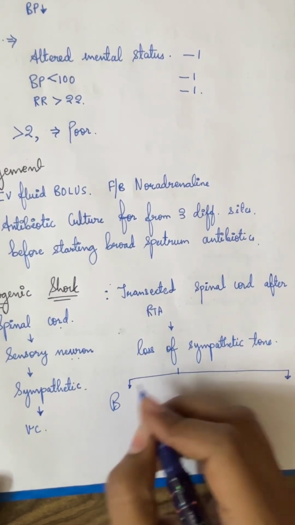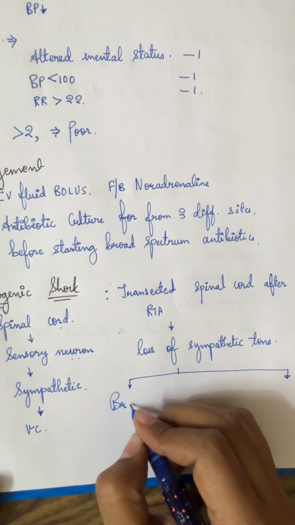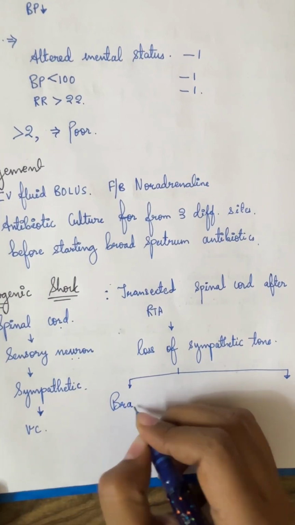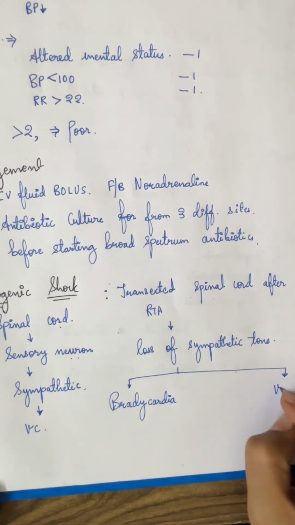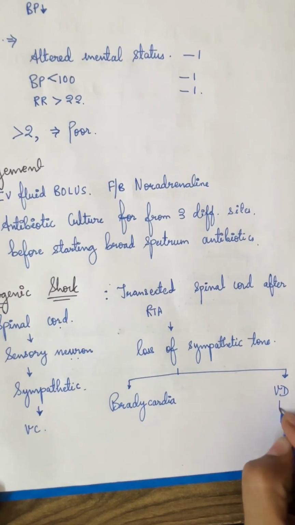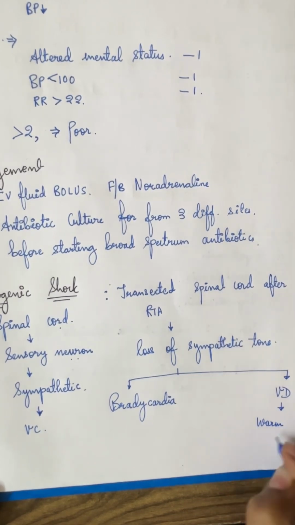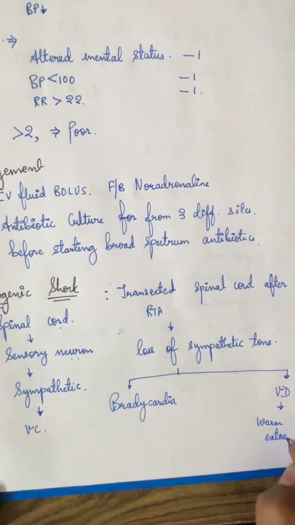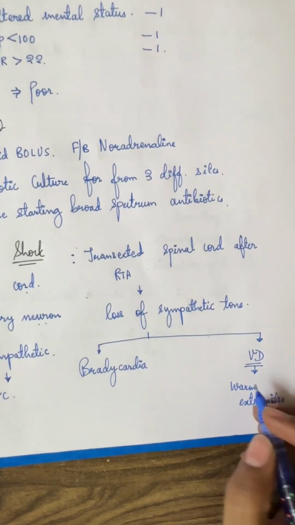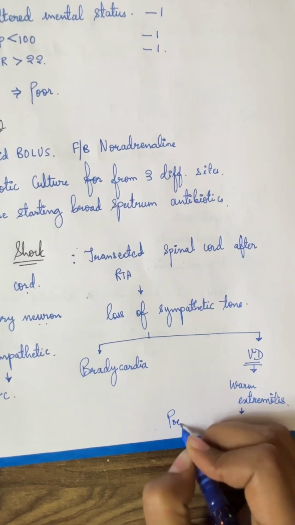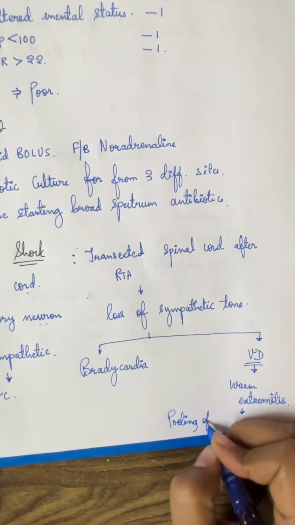bradycardia, because sympathetic tone is lost. So there will be bradycardia and vasodilation. Vasodilation leads to warm extremities. Hence, we don't see cold, clammy skin in neurogenic shock. And due to vasodilation, there will be pooling of blood.